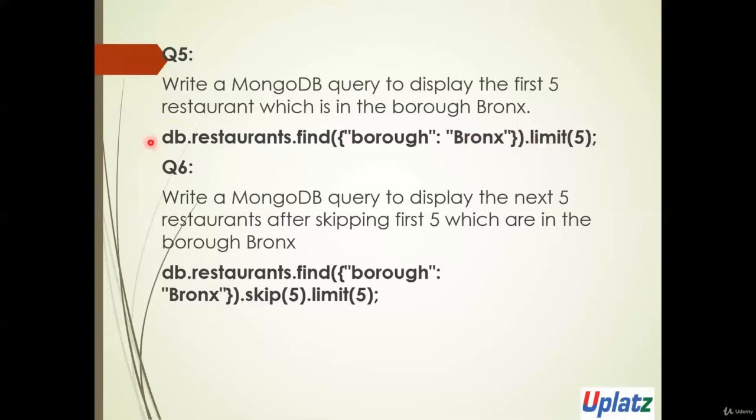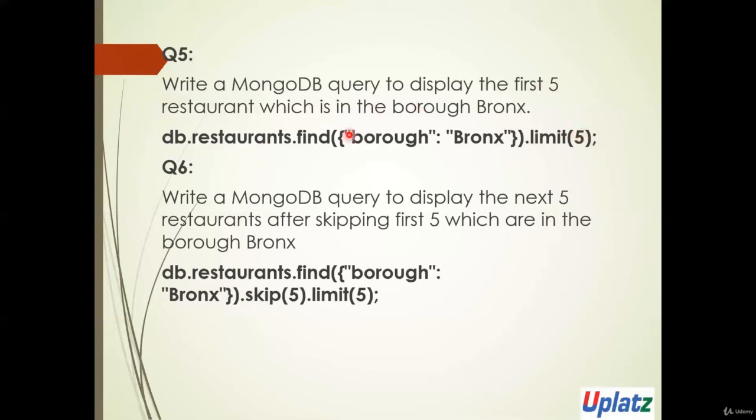So with the help of that method, I can do that. db.restaurants, which is nothing but our collection, dot find. So this is my field, borough, and then limit 5. If I give 6, then only the first 6 will get displayed, but in the question they have asked for the first 5, so I have given 5.